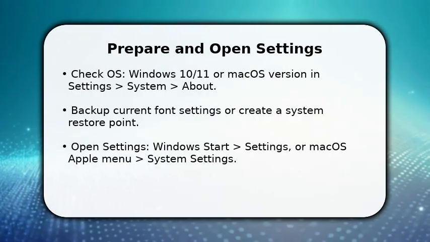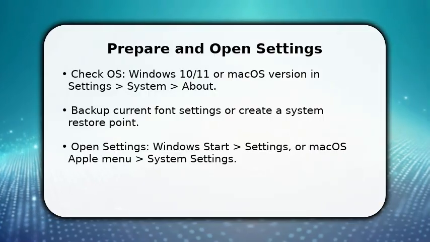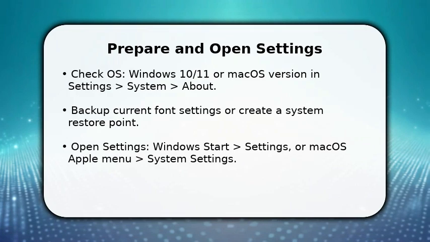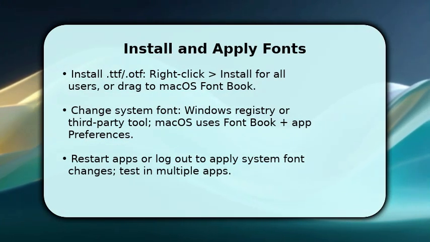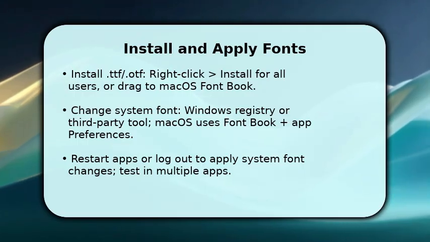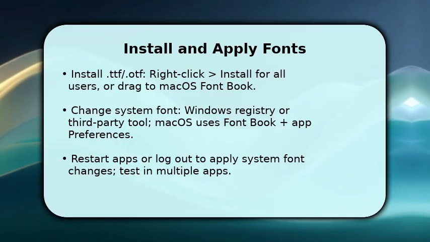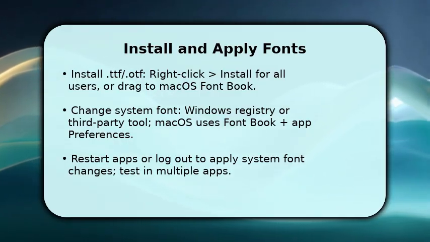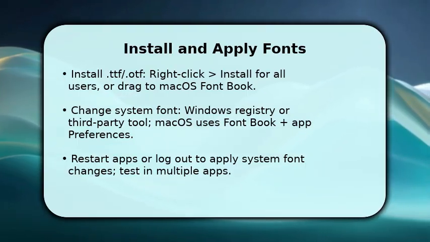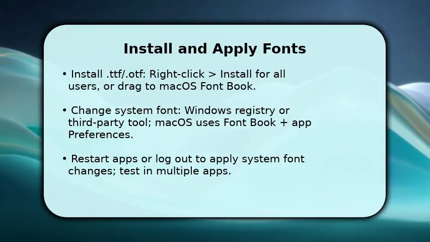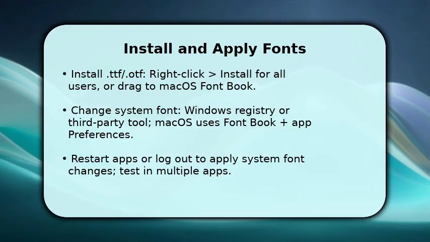Also, locate any custom font files you intend to install, typically TTF or OTF, so you can add them immediately when prompted. Now you install and apply the font. On Windows, right-click the TTF/OTF and choose Install for all users. For a system-wide change, you may edit registry keys or use a reputable font manager. On macOS, add fonts via Font Book and validate them. Then set preferred fonts inside individual app preferences when system-wide replacement isn't supported.